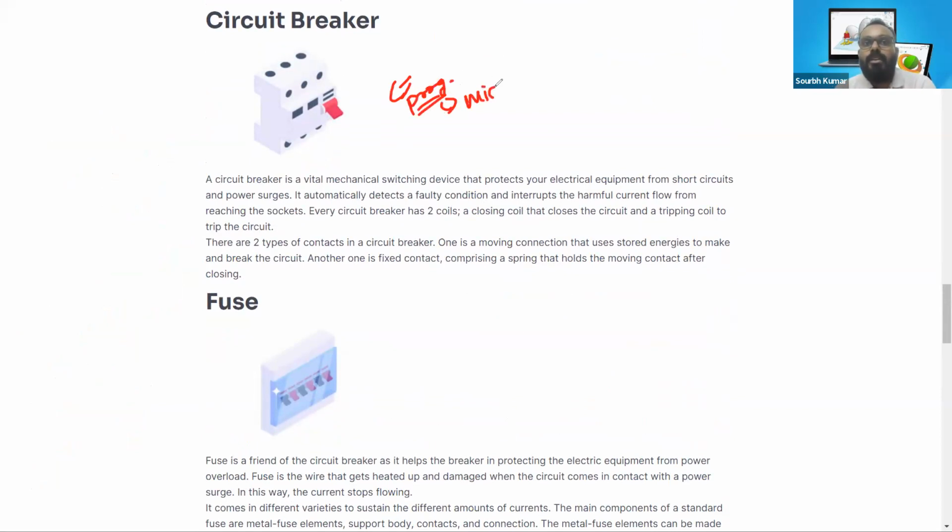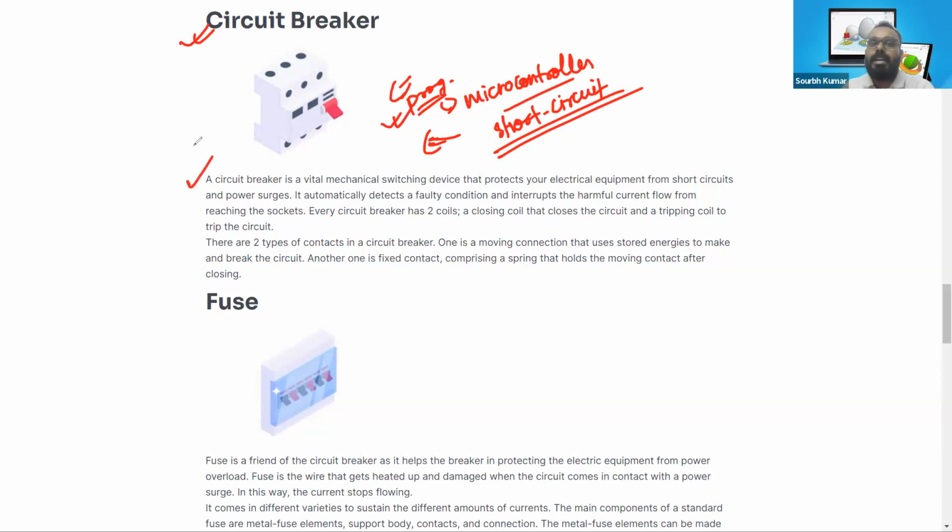With programming in the microcontroller, we can achieve the concept of a circuit breaker whenever a short circuit happens inside the electronic wiring or the output devices. The circuit breaker is a vital mechanical switching device that protects your electronic components or equipment from short circuits or power surges. Similarly, we will utilize our programming skill in the microcontroller itself to prevent these kinds of things happening in the circuitry.